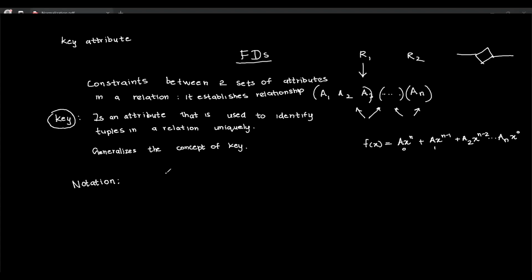So the notation is: X functionally determines Y. This is what we call the notation for functional dependencies. Well, you may ask a crucial question: what is X? What is Y? I will be explaining that in a moment. First of all, just understand what this notation means. X arrow Y means X functionally determines Y.